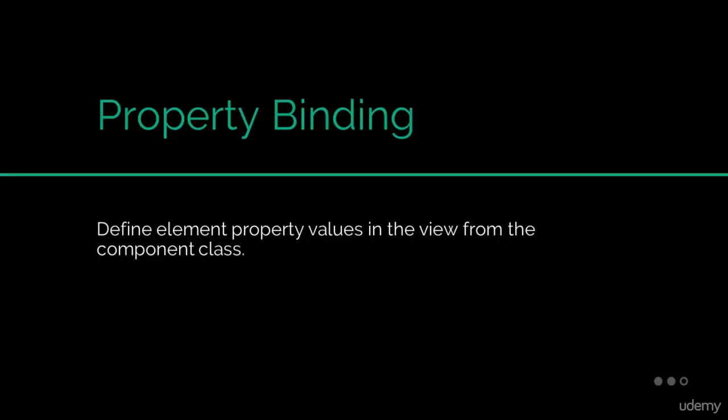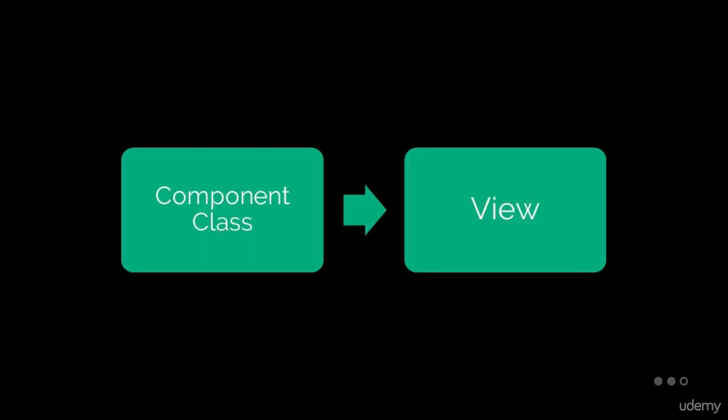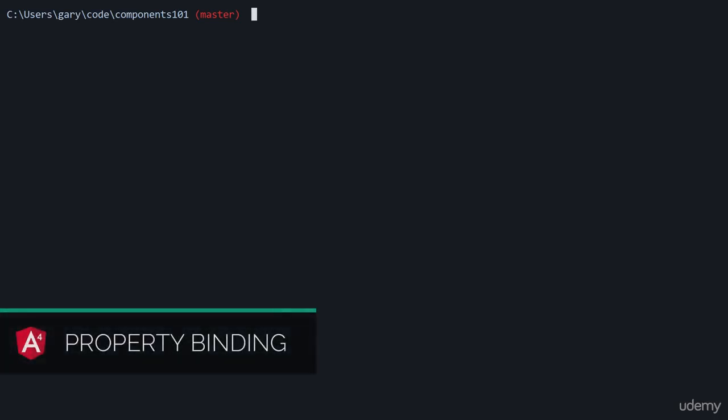Property binding simply means you're passing data from the component class and setting the value of a given element in the view. So property binding is one way in that the data is transferred from the component to the view. So the benefit of property binding is that it allows you to control the element property values from the component and change them whenever needed.